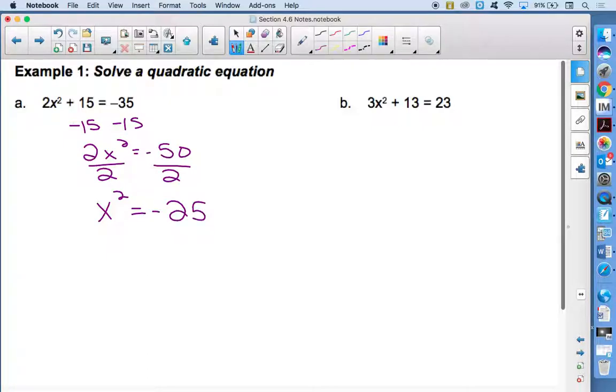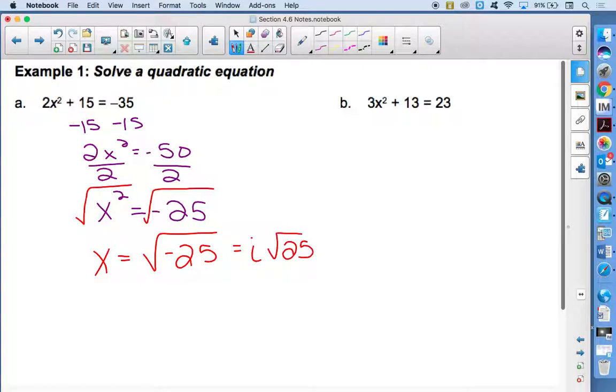So we've got x squared equals negative 25. And then to get x by itself, you have to square root these. So you're left with x equals the square root of negative 25. And then that simplifies to i times the square root of 25.